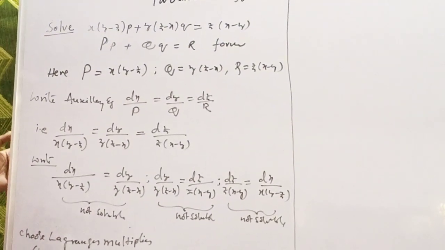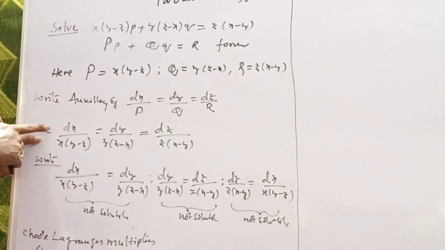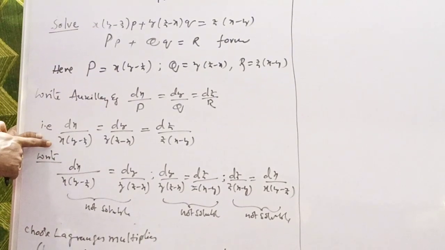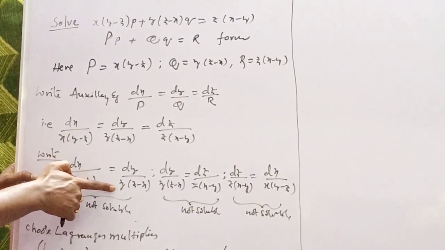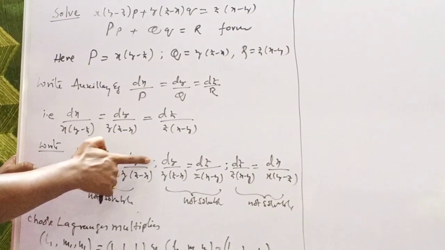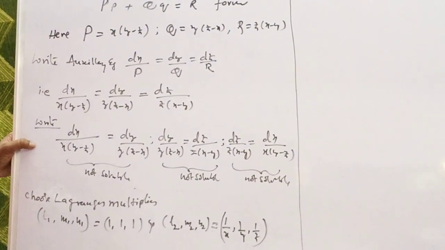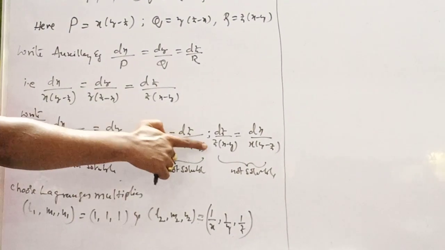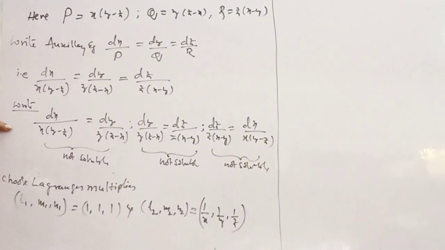So we are applying the grouping method. Write the auxiliary equation, and again using the grouping method: dx/(x(y - z)) = dy/(y(z - x)). Similarly, dy/(y(z - x)) = dz/(z(x - y)), and dz/(z(x - y)) = dx/(x(y - z)).